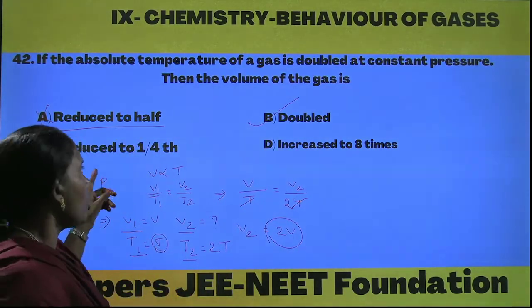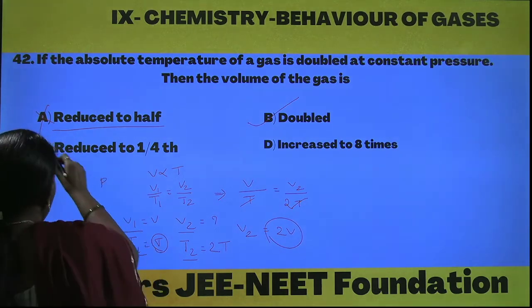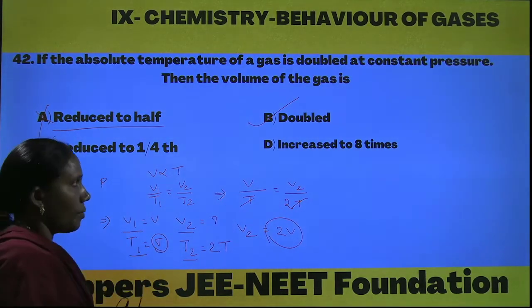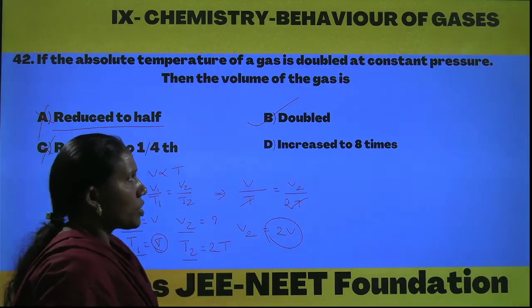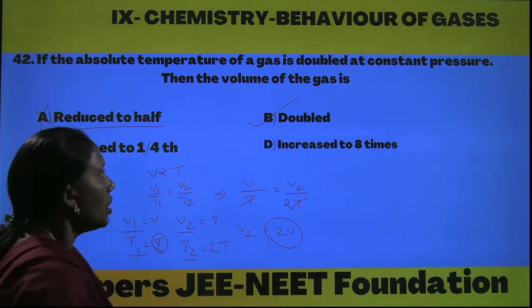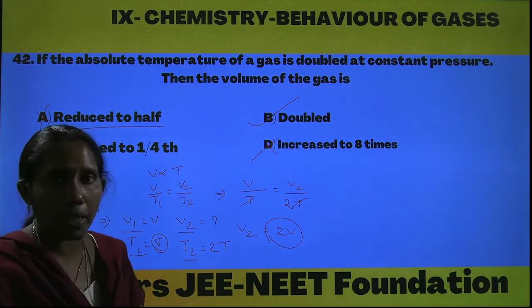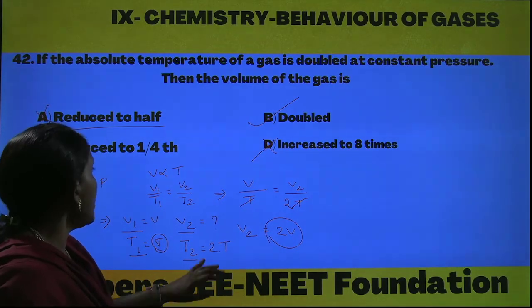Let's check the remaining options also. C option is reduced to 1/4. No reduction, there is only increasing. Increased to 8 times? No, it is not increased to 8 times. It is increased to 2 times only. So I will not go with D option. So the correct answer for this question is B, doubled. Okay guys, let's check the next one.